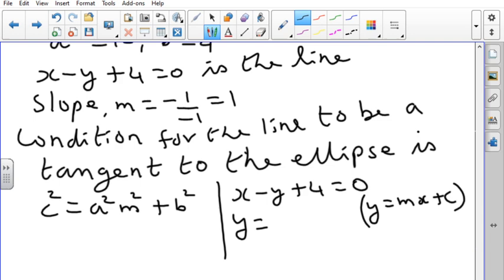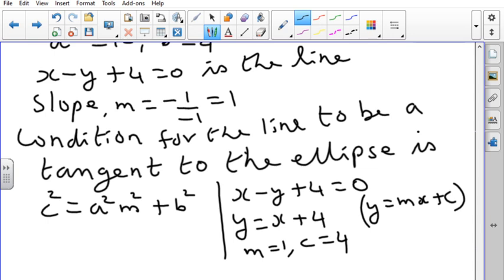So we get y is equal to x plus 4. Comparing both, what do you get? m is equal to 1 and c is equal to 4. Already we have seen m. Like this also we can find m. Instead of using minus coefficient of x by coefficient of y, we can also use this form. Using this also we can find m and c.